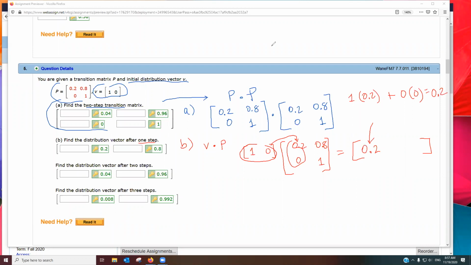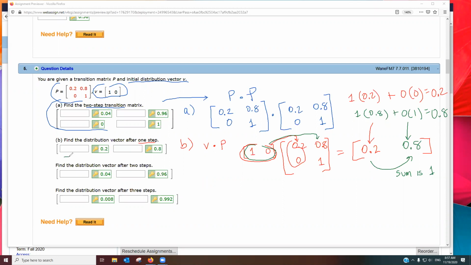And then for this entry, I'm going to be taking this row times that column. So that's going to be 1 times 0.8 plus 0 times 1. So that is 0.8. Okay. And again, remember, the sum has to be 1. So if the sum of these is not 1, you know you made mistakes.